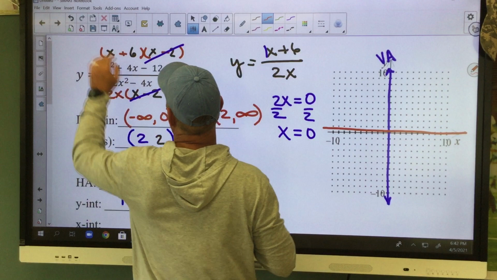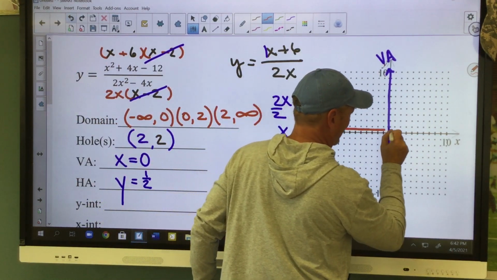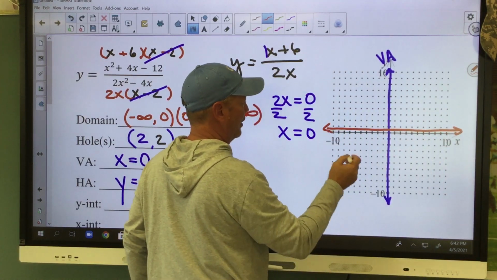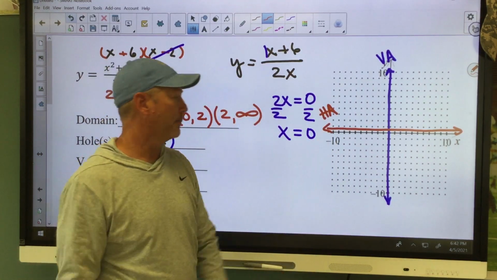Well, that's not very good. Let's try that again. In the middle. Okay, there's my horizontal asymptote. That's as straight as I can go.